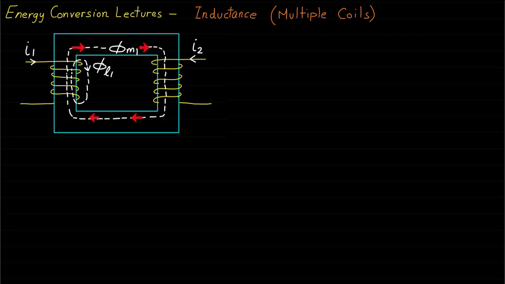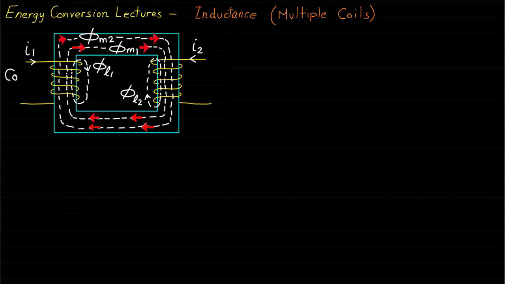Likewise, the current I2 flowing through coil 2 will produce two components: phi L2 representing the leakage magnetic fields of coil 2 and phi M2 representing the magnetizing magnetic fields of coil 2. The direction of each magnetic field component is determined by using the right-hand rule. Based on these magnetic field components, we can determine the magnetic fields that link each coil.